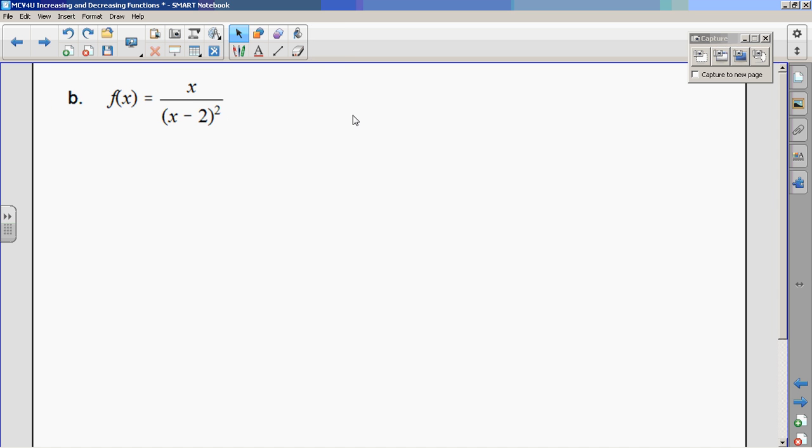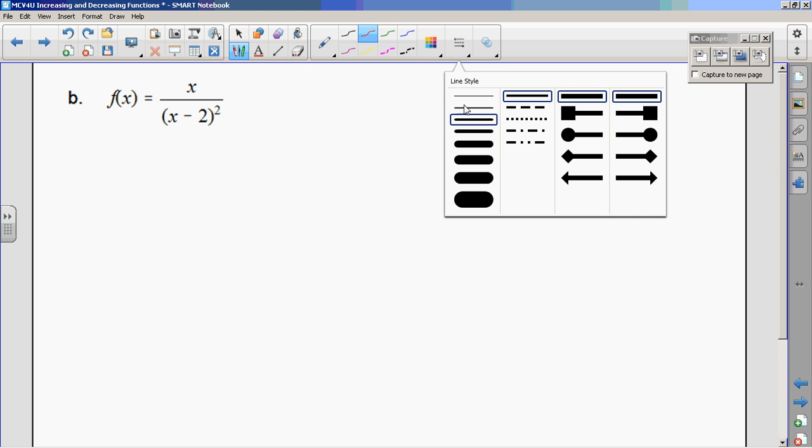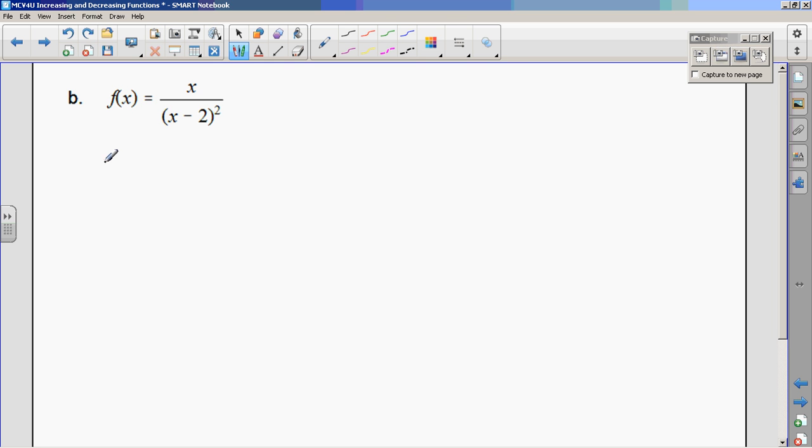Here we go. So what's the idea? Increasing and decreasing. Well, we know we're going to have to take the first derivative and set it equal to 0. No getting around it. Let's find the first derivative. So that's the plan.